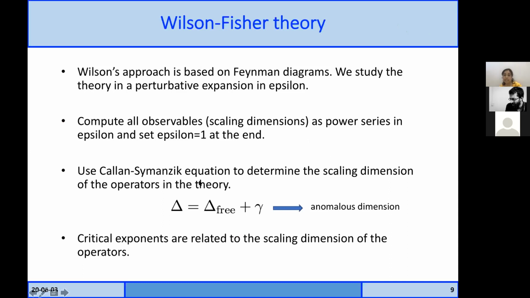We use the Callan-Symanzik equation to determine the scaling dimensions of the operators in the theory. This is the scaling dimension of the operator in a non-trivial theory, and this part is given by the free theory, and in an interacting theory this receives a correction. This correction we call the anomalous dimension of the specific operator. Now, the critical exponents in a specific theory are related to the scaling dimensions of the operators that we have in the theory.